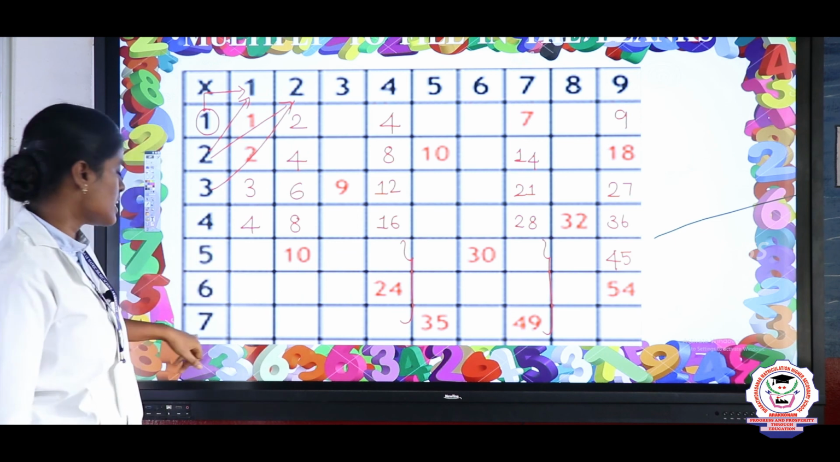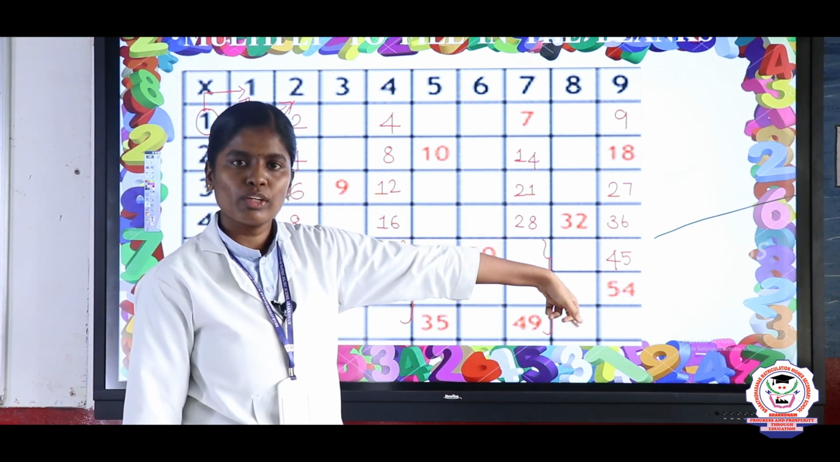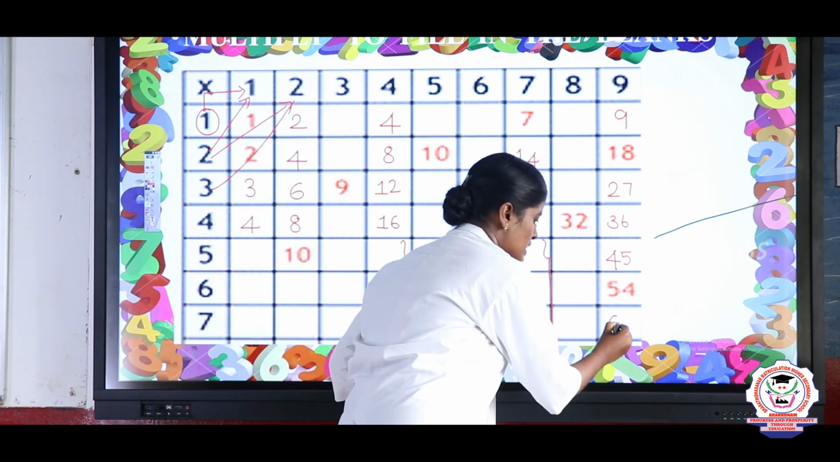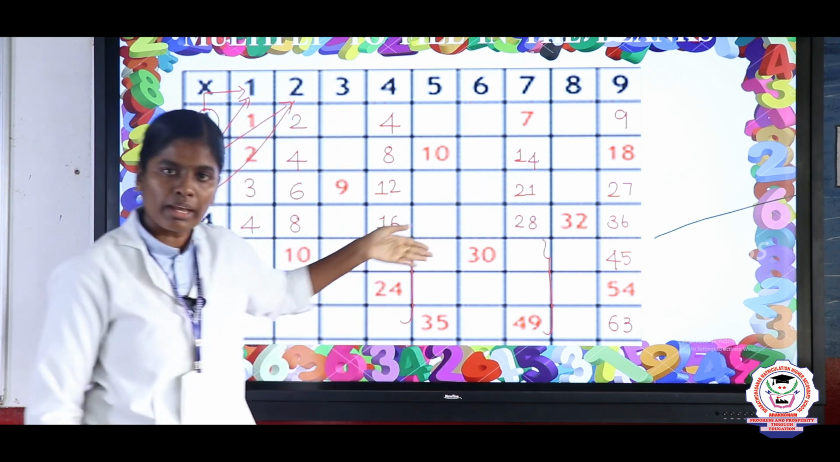The next one is 7 nines are. 7 nines are, what is the answer, Nasreen? Yeah, very good my dear. 7 nines are 63. So my dear students, you should do this remaining columns.